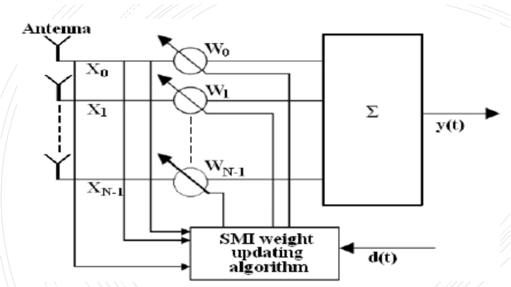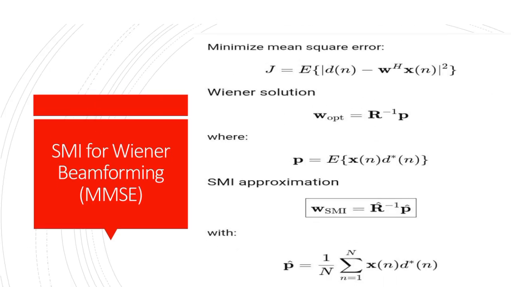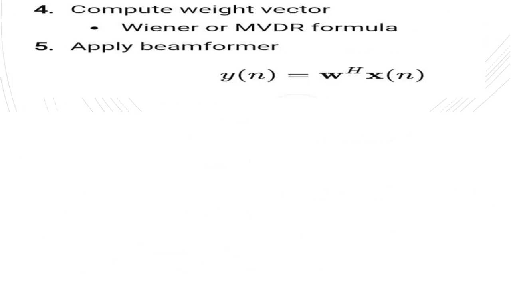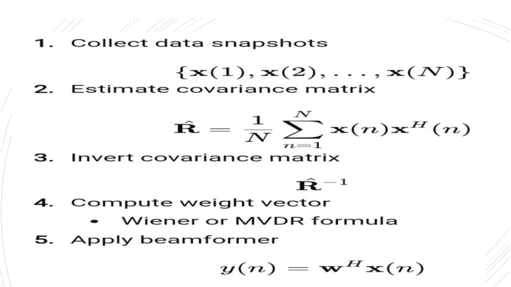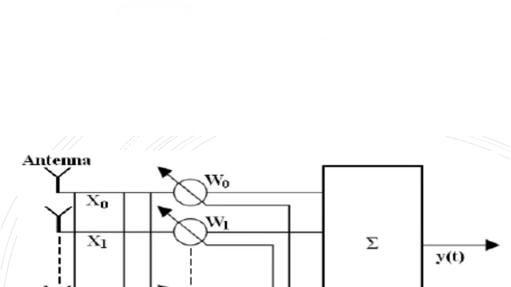Normally these types of techniques can be selected depending on the application. Previously we discussed the LMS algorithm. There also the structure is the same, but the technique has to be modified. Here we are using this algorithm, that is, this formula, the Wiener solution. The same procedure we follow: collect data snapshots, estimate the covariance matrix, invert the covariance matrix, and so on.